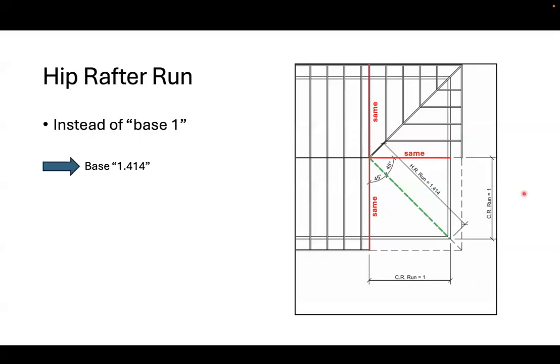So we can't just use a base 1, because it's not a base 1, right? The base is actually 1.414, and that is all we do. We make our same triangles with a slope gain factor, and make sure to call it slope gain factor 45 so you don't get confused. But instead of doing a base 1, we're going to do the base at 1.414.